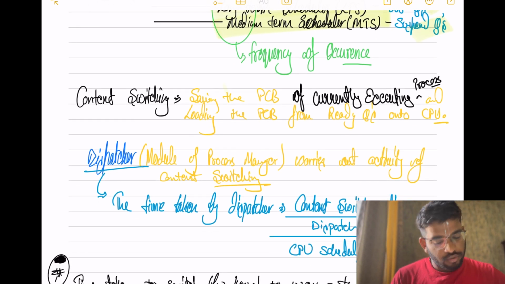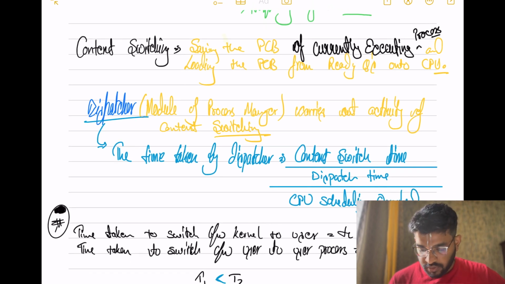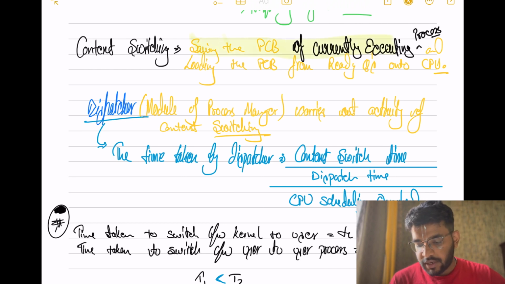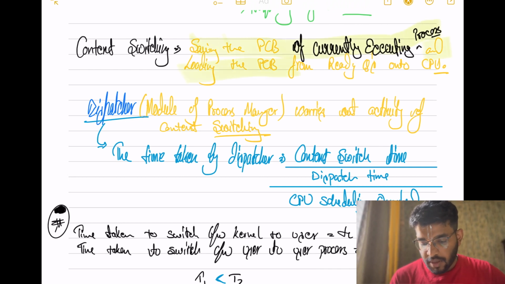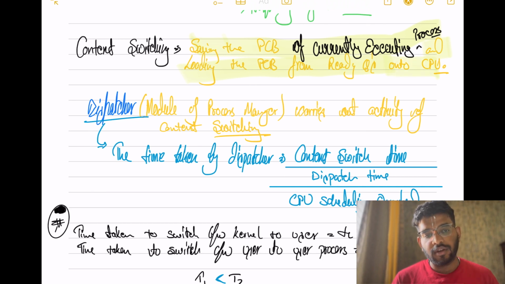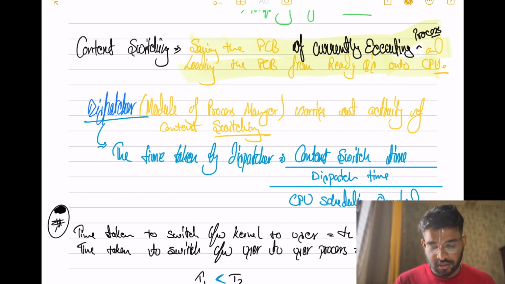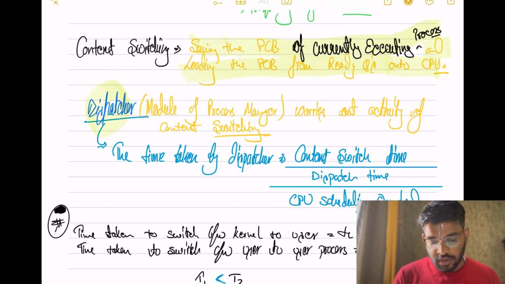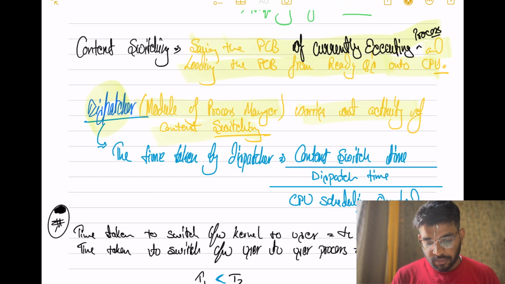Now we move on to context switching. In context switching, as I've already told, saving the PCB of the currently executing process and loading the PCB from the ready queue onto the CPU is known as context switching. So the process currently running on the CPU, we save its state and load the PCB of a new process from the ready queue. The dispatcher module, a module of the process manager, carries out the activity of context switching.